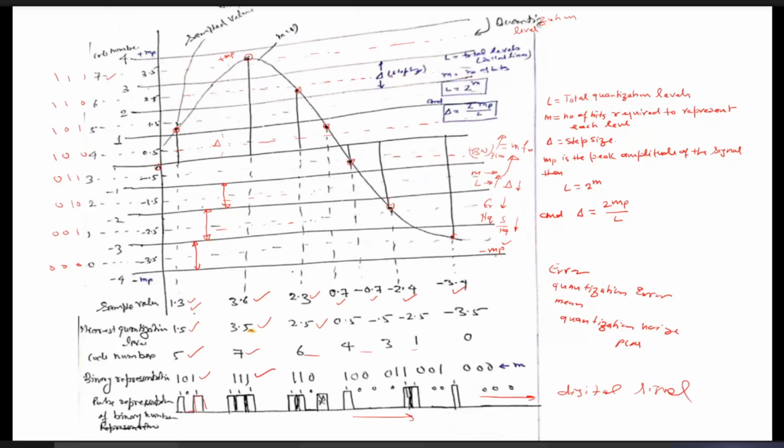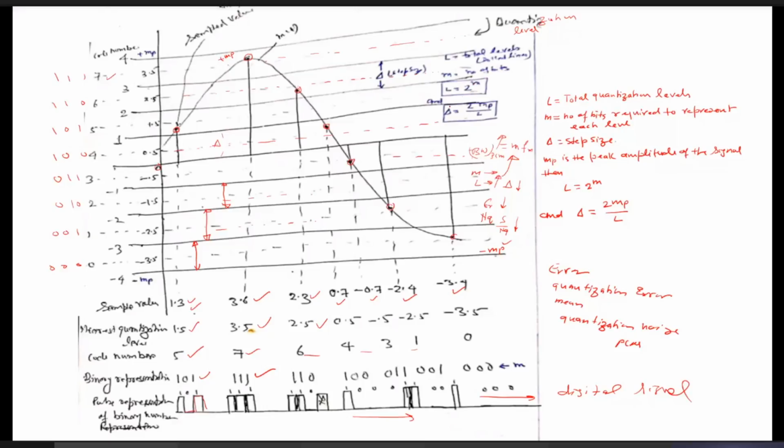So m is the number of bits. If you use m bits to represent each level, then definitely L will be 2 to the power m. If you take m equals 2, then we are using 4 levels. If you take m equals 3, then L equals 2 to the power 3 equals 8. It means that we need to use 8 levels. If you take m equals 4, that will be 16.